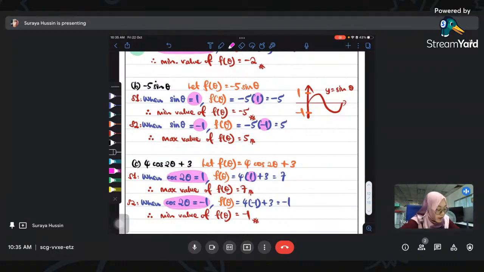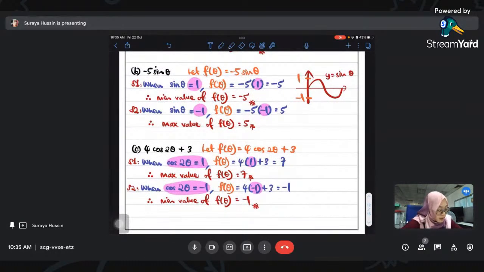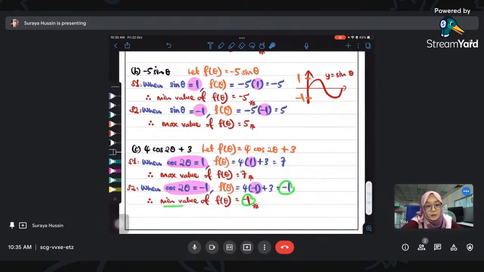So negative 1 goes into the function. And you will see which one is bigger. So 7 is bigger, so 7 is the maximum value. And so the negative 1 is the minimum value. That's it. That is how easy you do it.